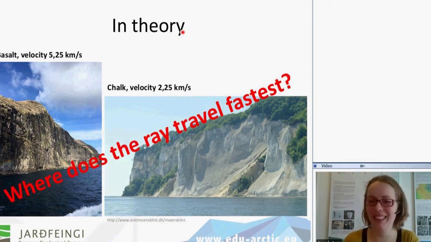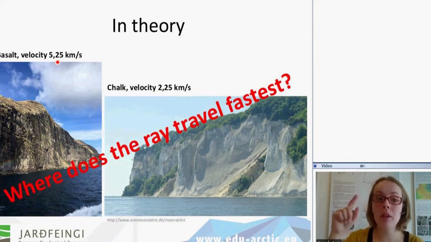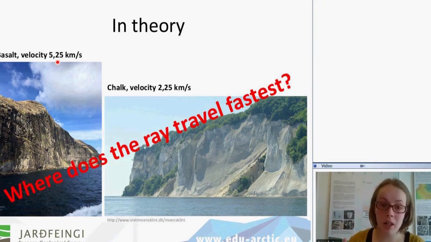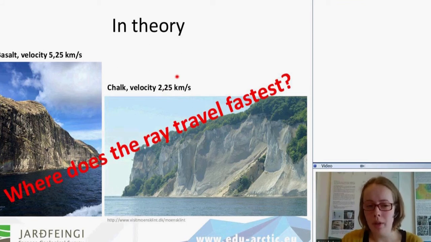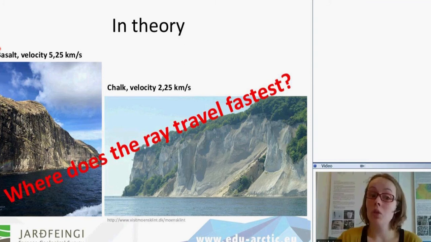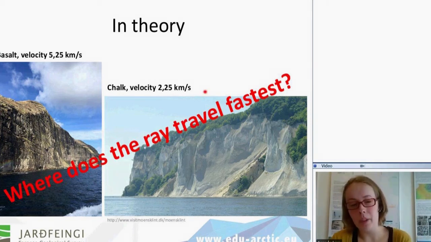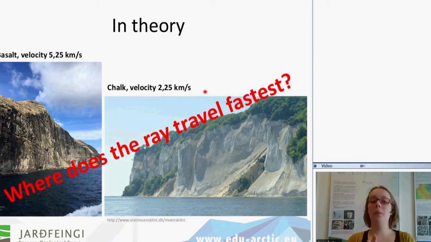Then I will tell you. I won't keep it a secret. As you can see, the velocity in basalt is higher than in chalk. It's 5.25 kilometers, so in 1 second, a P wave travels 5.25 kilometers, and in 1 second, a P wave in chalk travels 2.25 kilometers. So the velocity in basalt is almost twice as fast as in chalk. And we talked before about the correlation between velocity and density. So from this, we could say, okay, then basalt should be heavier than chalk, and that is the case. So it makes sense.